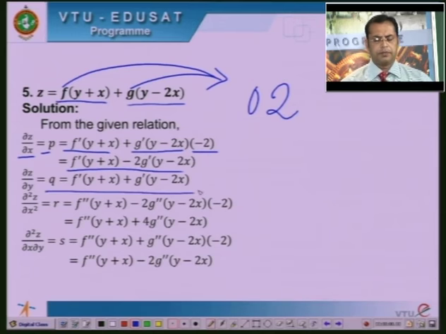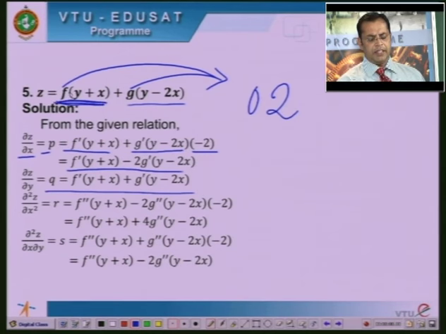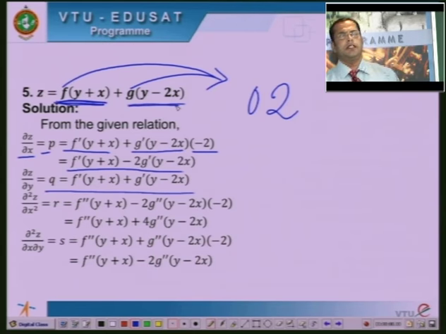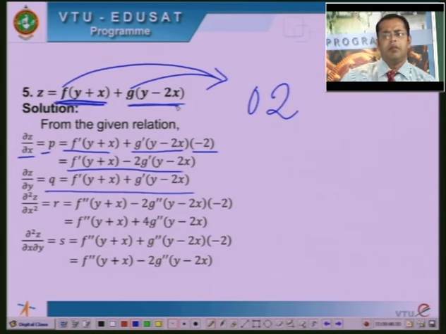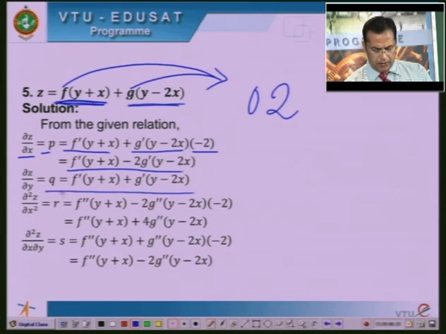Similarly, the partial differentiation with respect to y, which is q, will give f of y plus x is f dash of y plus x, and then y plus x is 1 plus 0 with respect to y, plus g of y minus 2x is g dash of y minus 2x into the derivative of y minus 2x with respect to y, which is 1. So, you get this.